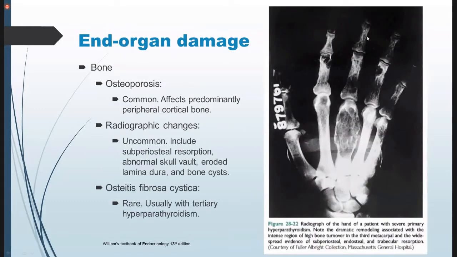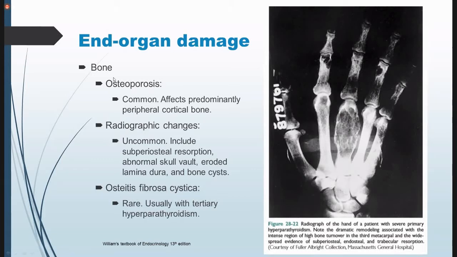So this is the X-ray picture of a hand where hypercalcemia, because of primary hyperparathyroidism, has caused dramatic remodeling of the bone. There is high bone turnover going on in the third metacarpal bone, because of which it has widened, and there is endosteal, subperiosteal, trabecular resorption. Again, there are empty spaces in other phalanges, especially on the radial side.